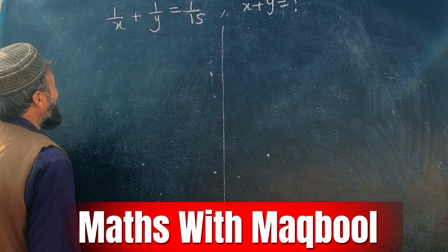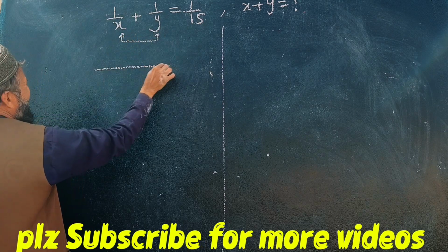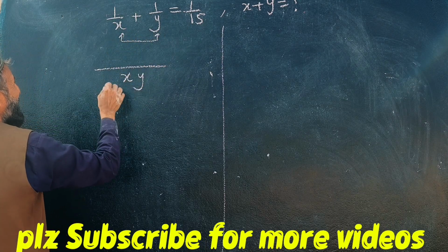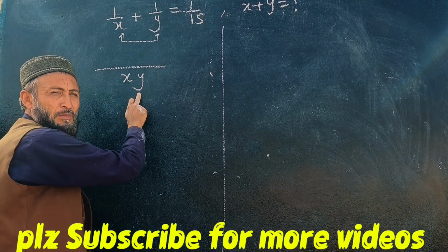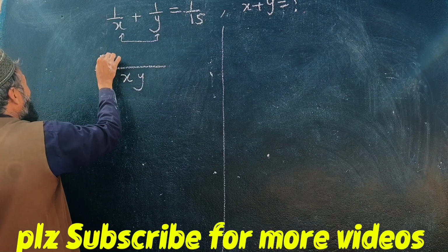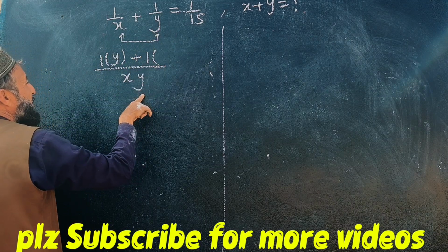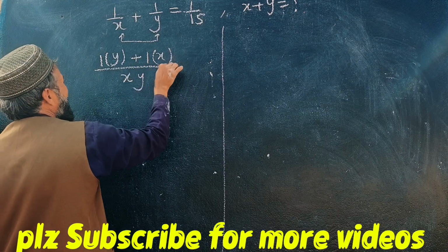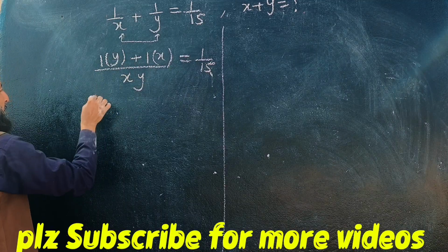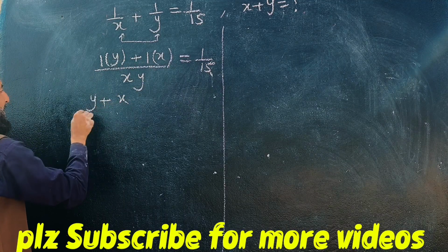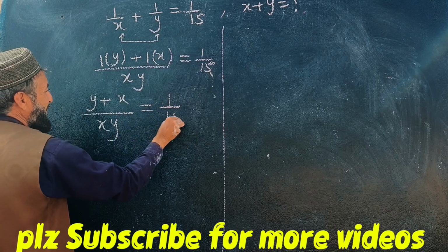Now in this question, first of all we take the LCM of x and y. Here x and x are divided by each other, y is remaining and is multiplied to the numerator, 1 multiplied by y, plus, and here 1 and y are cancelled, and x is remaining, is equal to 1 over 15. Now if we multiply this, y plus x divided by x and y is equal to 1 over 15.